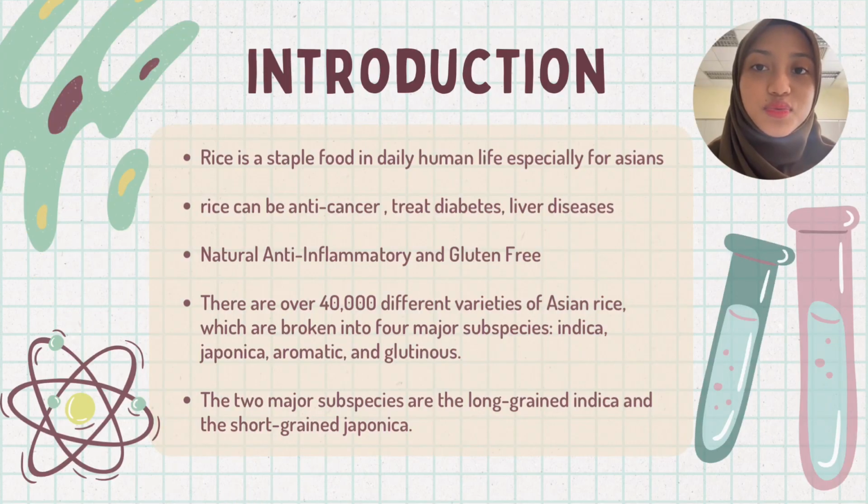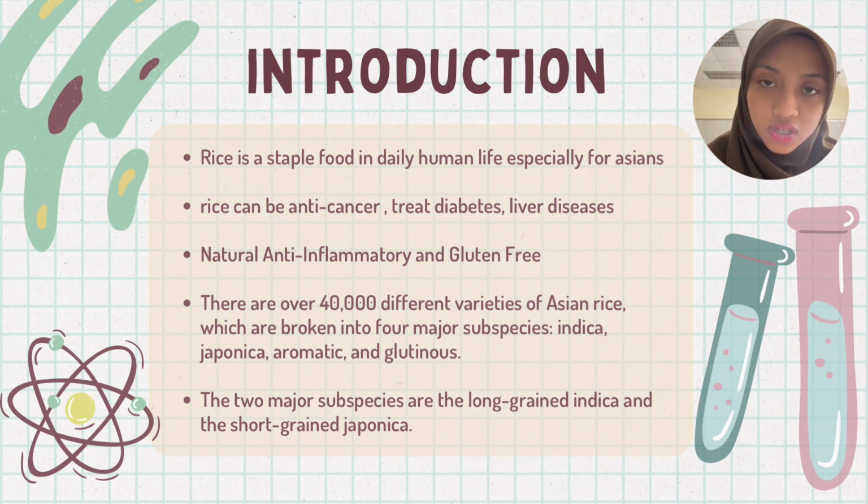Rice is a staple food in daily human life, especially for Asians. Rice can be anti-cancer, and can treat diabetes and liver diseases. Rice is a natural anti-inflammatory and gluten-free. There are over 40,000 different varieties of Asian rice, which are broken into 4 major subspecies: indica, japonica, aromatic, and glutinous. The 2 major subspecies are the long grain indica and the short grain japonica.